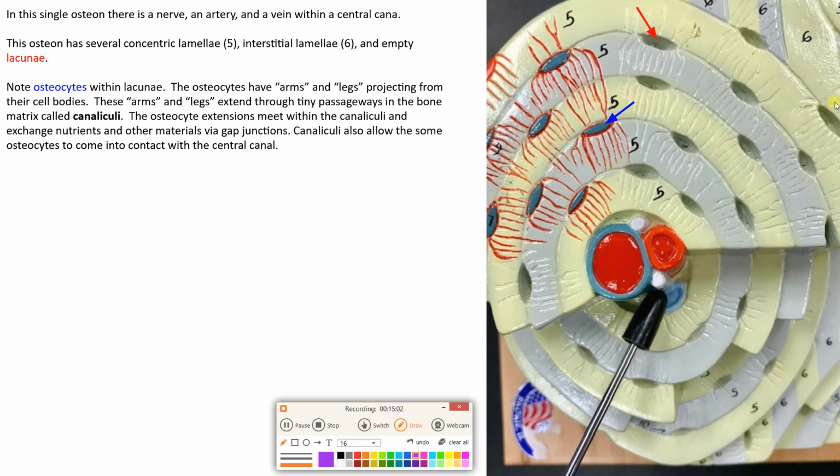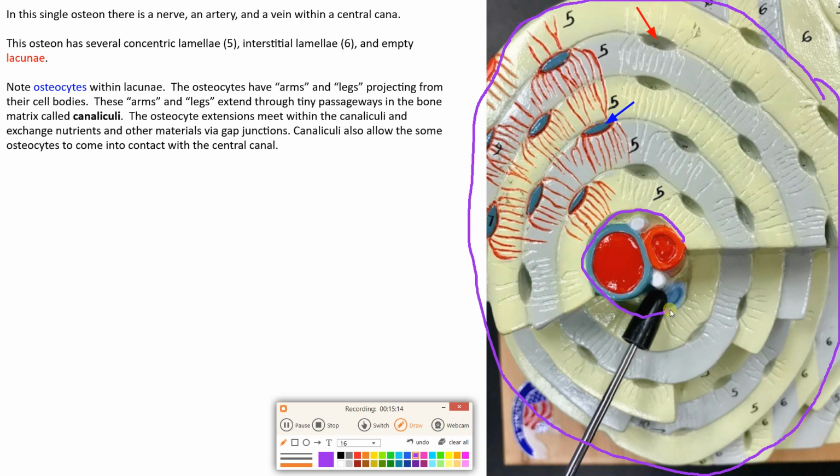This, folks, is a model of a single osteon. So here is a single osteon right here. There it is. It has a central canal with, I see blood vessels. I got an artery. I got a vein. I got some nerves. I got my concentric lamellae around it. I'm seeing all those. I've even got some interstitial lamellae on my upper right up here. Look at that. So all good stuff.